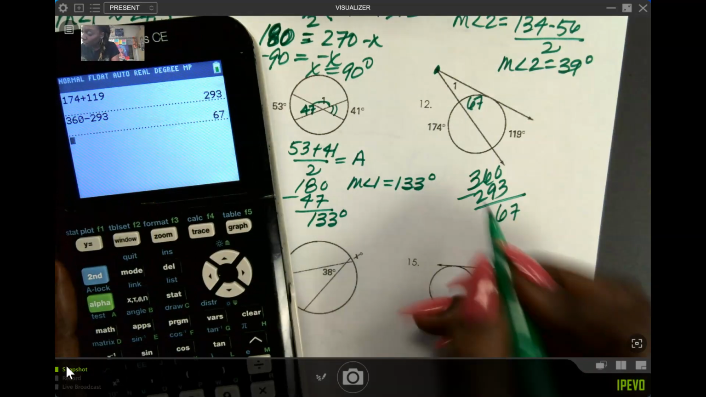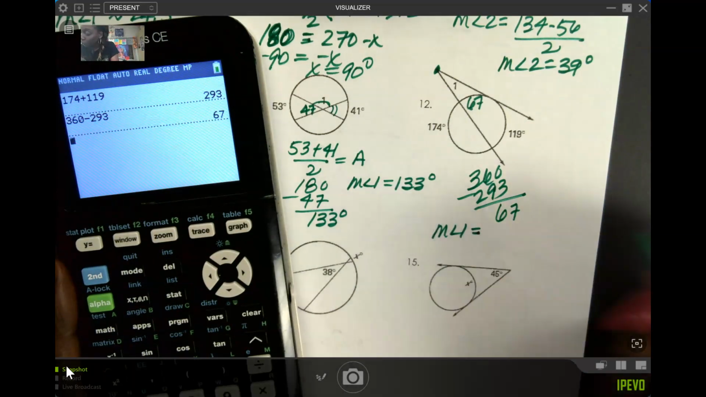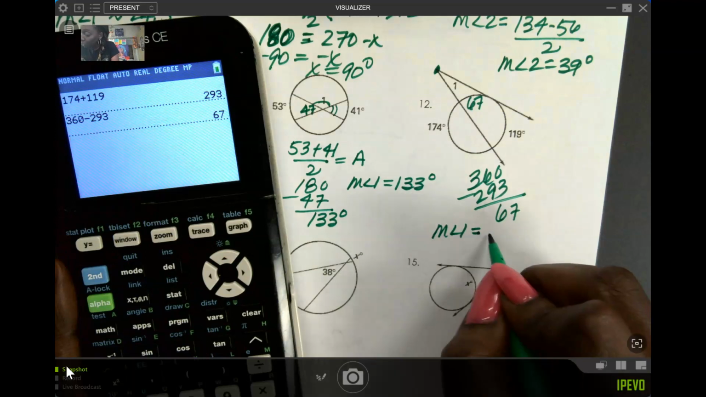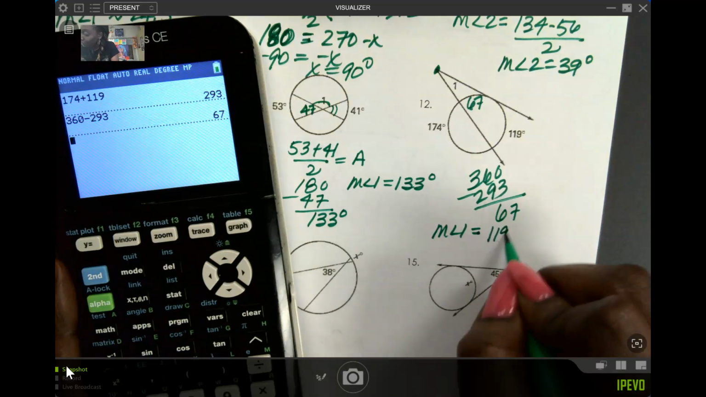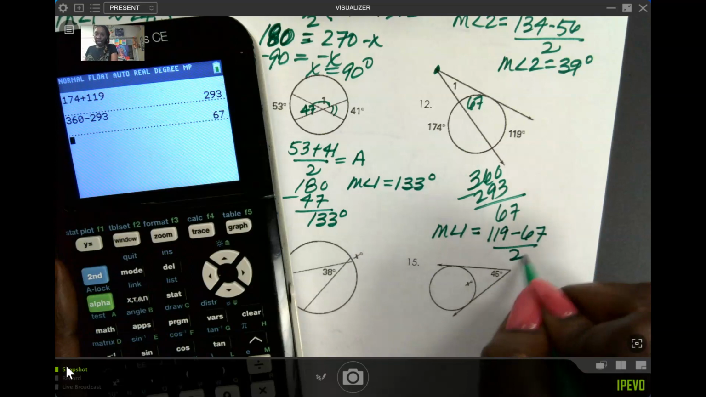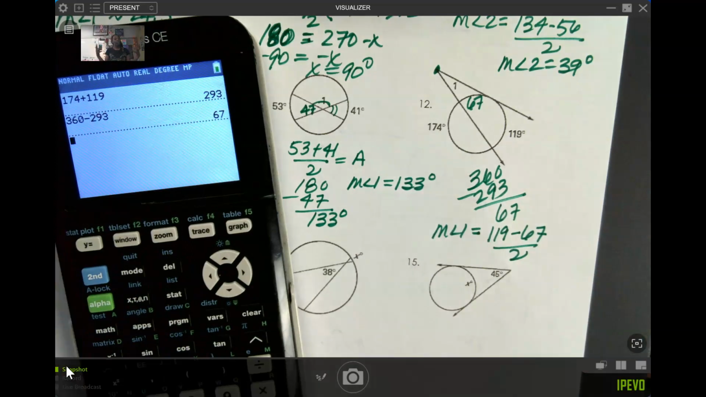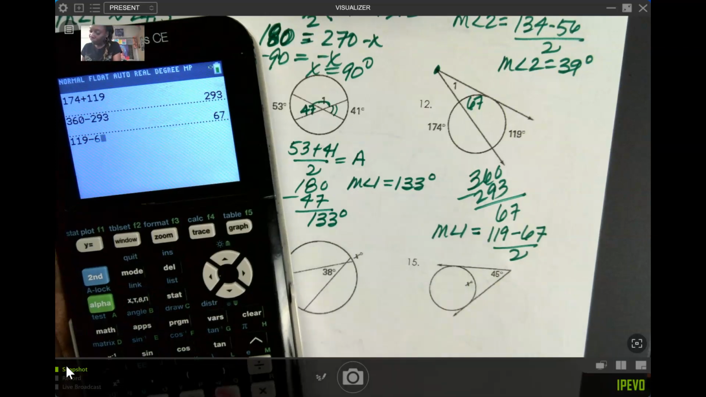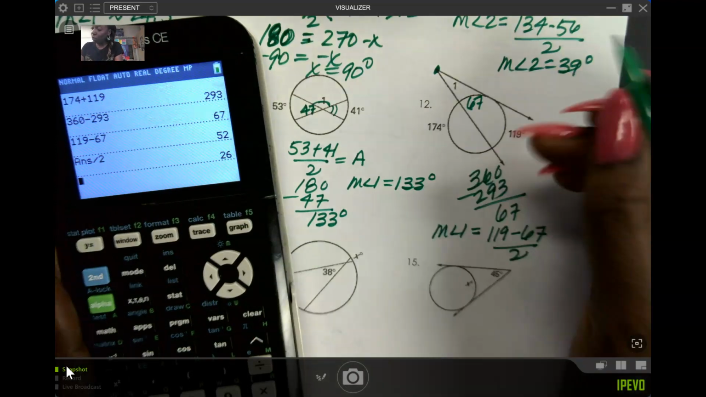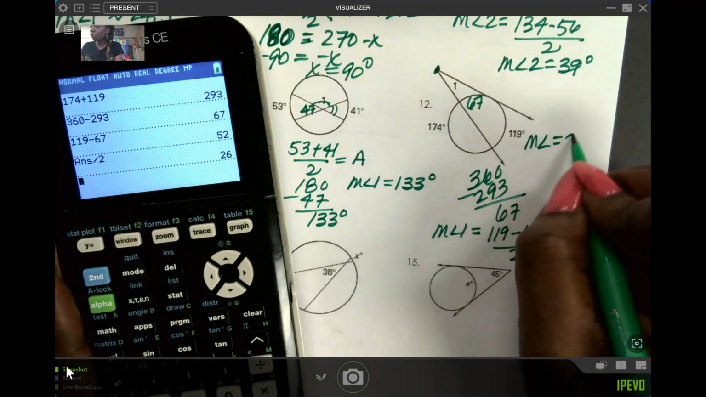So the measurement of angle 1 is going to be equal to half of 119 minus 67. Again, outside, you subtract. Outside subtract, inside add, half of every time. Half of every time, okay? So we got 119 minus 67. That's 52 divided by 2. That's going to give us 26 degrees for the measurement of angle 1. So the measurement of angle 1 is equal to 26 degrees.